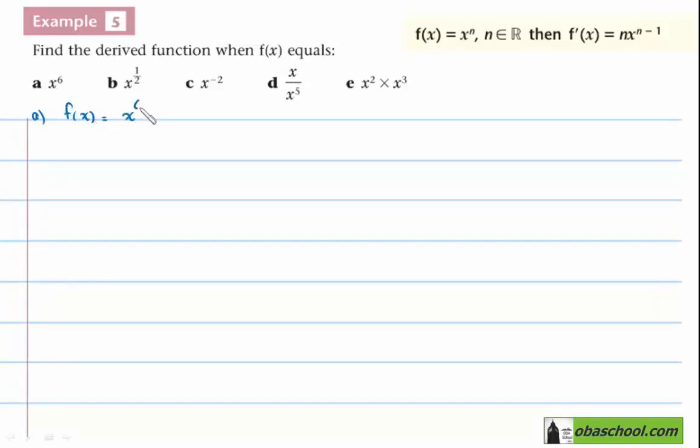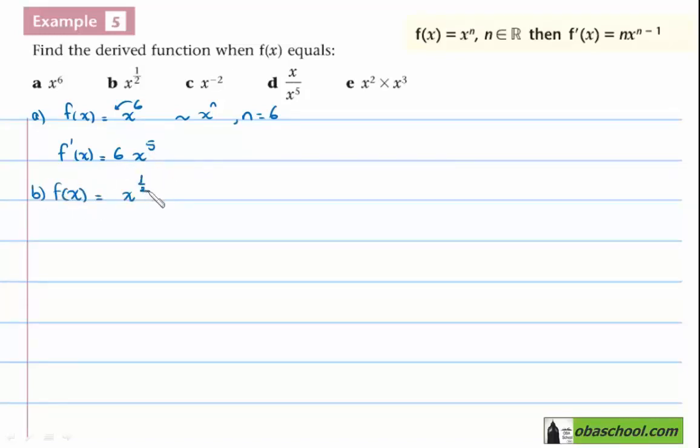In part A, f of x equal x power 6. Then this is in the same form of x power n. We can say n equal 6. Then applying the rule, f prime of x equal n, that is 6, multiplied by x to the power 6 minus 1, that is 5. Now let's go to part B.